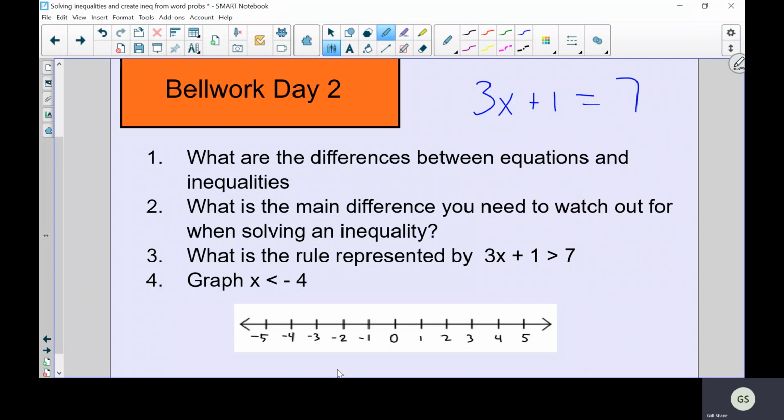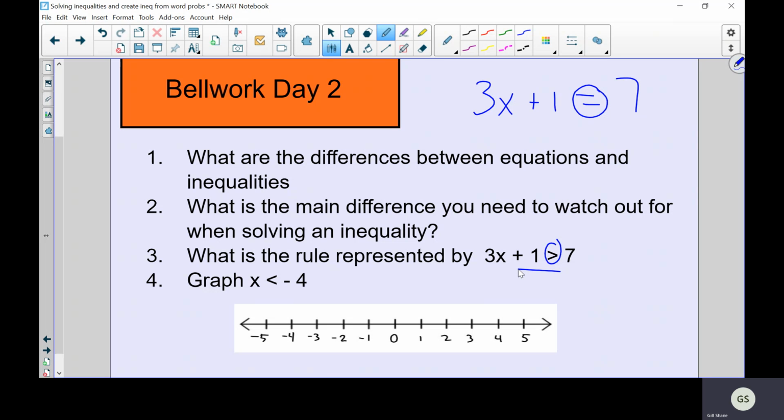There we go. All right, so again, I just wrote in the upper right, 3x plus 1 equals 7. Same exact numbers and same variable in the same spots as the 3x plus 1 is greater than 7 down there. Not anything different except for the symbol. That's it.